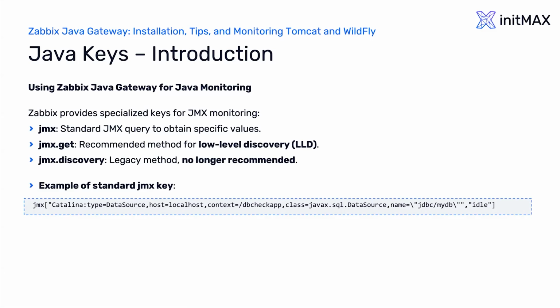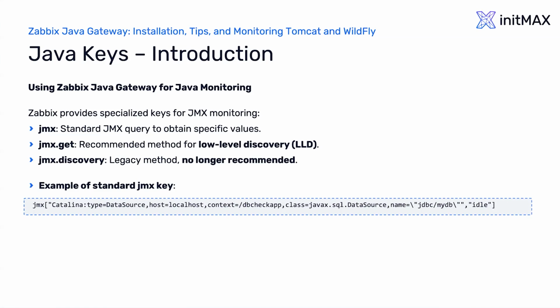I'm actually not even sure. It's highly likely that most existing templates for the Zabbix Java Gateway that are using low-level discovery might still be on the old legacy way of JMX discovery. But whenever building new templates, you should use jmx.get.